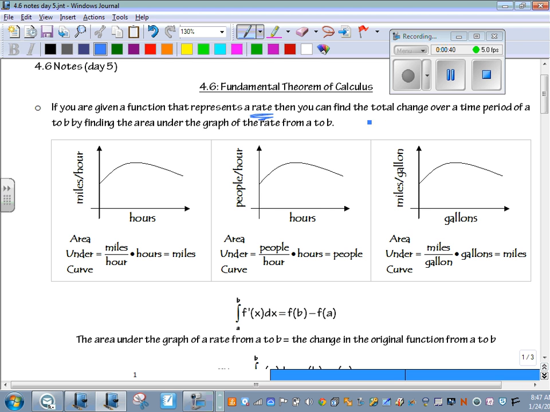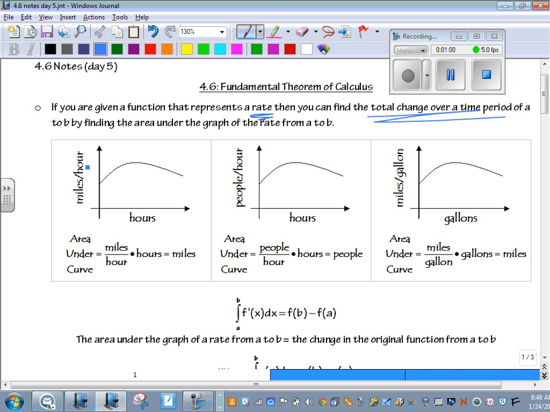Well, you can find the total change over a time period from a to b by finding the area under the graph. Right? So the total change of whatever that function was, by finding the area under the curve. So here are some examples. This first one's kind of like our class starter.